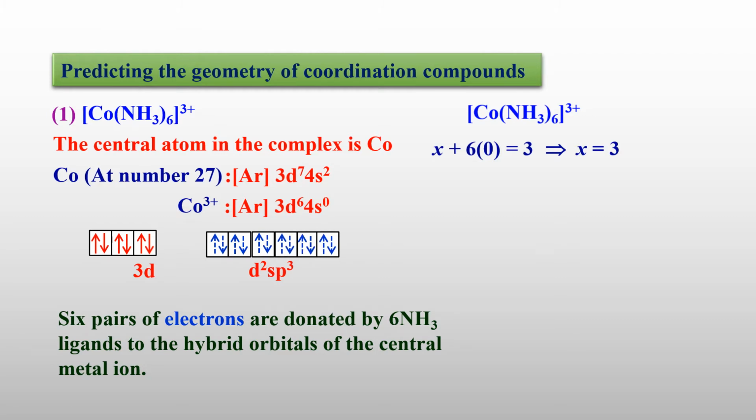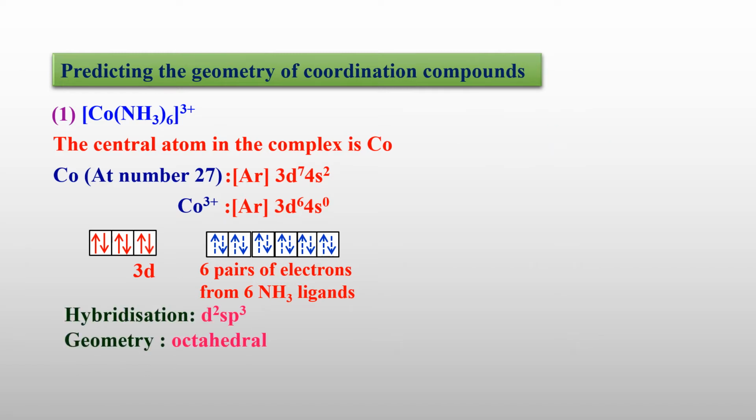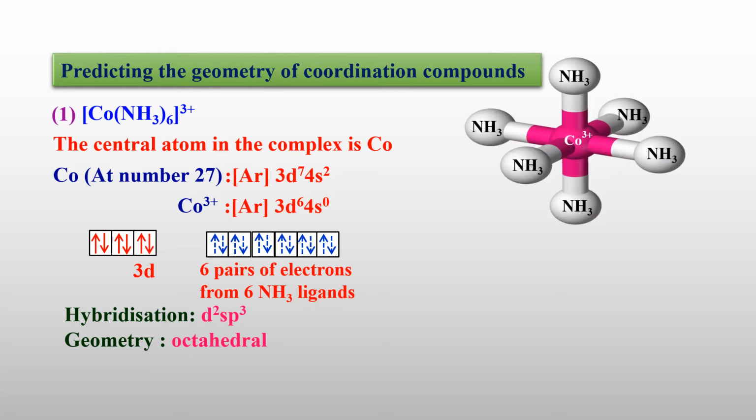Now the ligand electrons enter the d orbitals, then the s and p orbitals. So a total of 2 d orbitals are occupied, along with 1 s orbital and 3 p orbitals. That's why the hybridization of this complex is d2sp3. The hybridization state of this complex is d2sp3, and the geometry is octahedral. If the coordination number is 6, we already know the geometry will be octahedral.